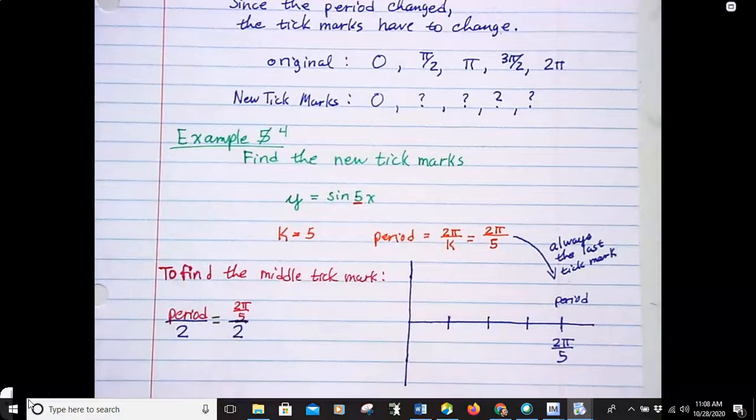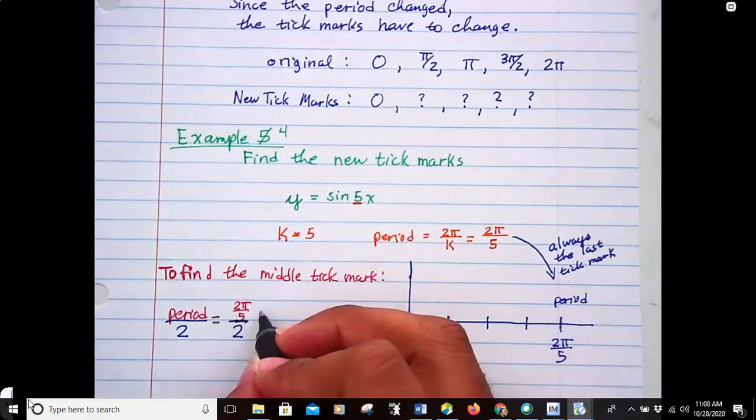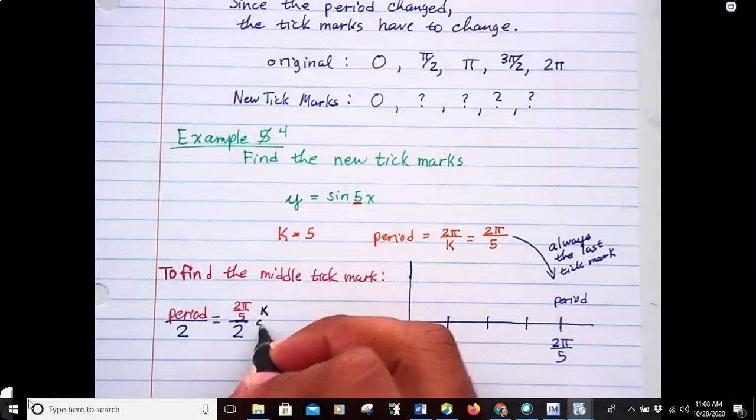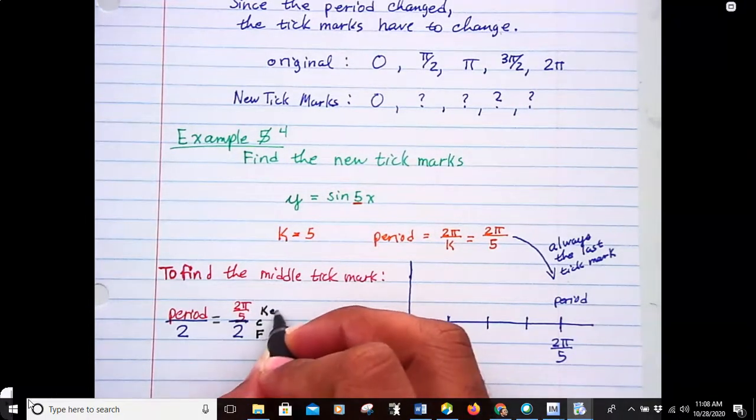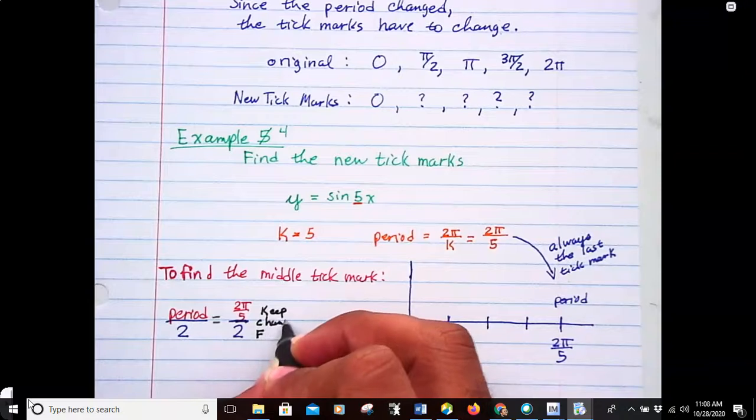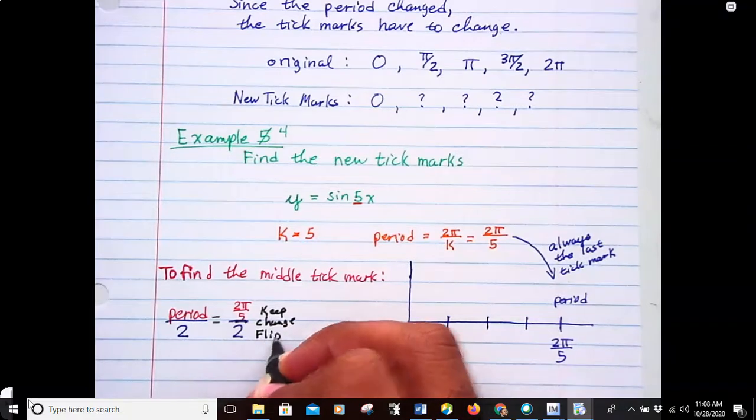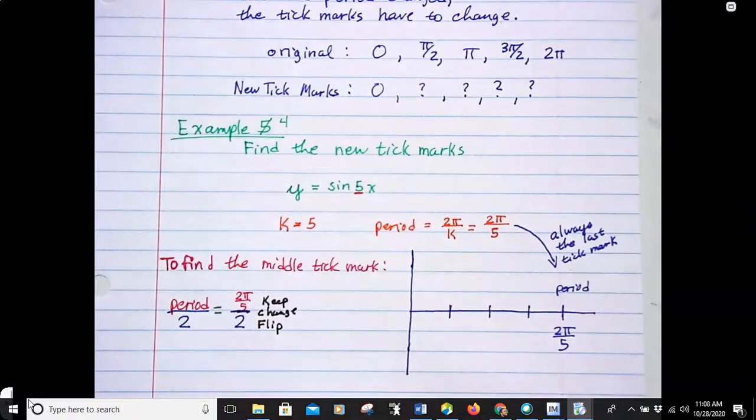And hopefully you remember the whole thing of dividing a fraction by a whole number. Remember that keep, change, flip. So don't lose that, because we just talked about that in the last video. Don't lose it. It's coming back again.